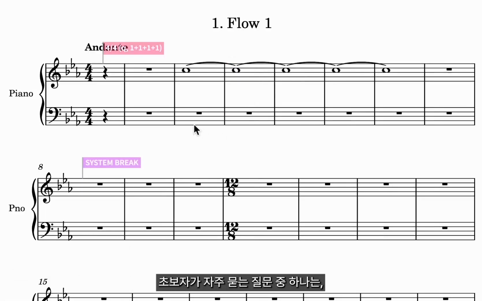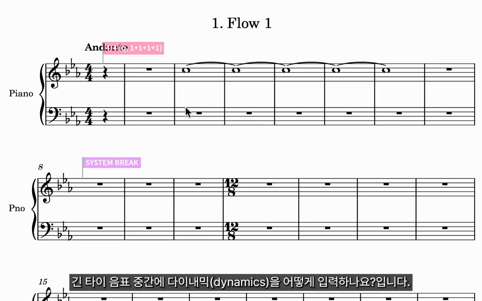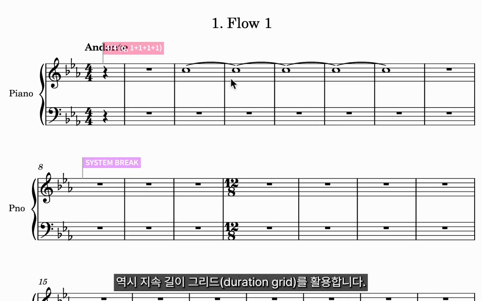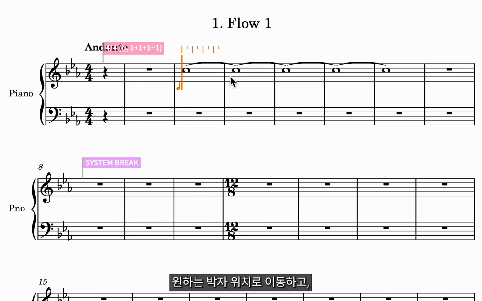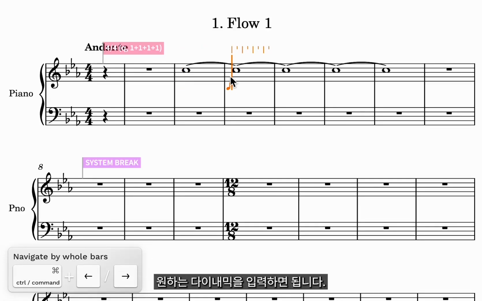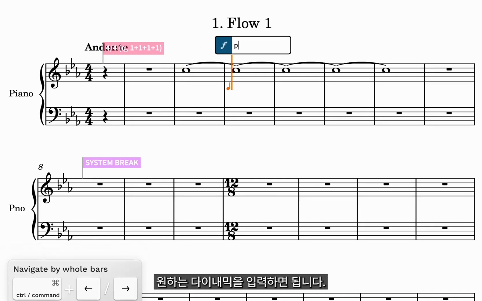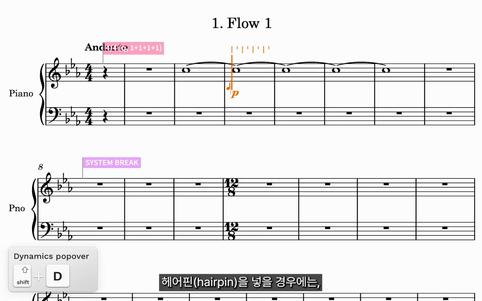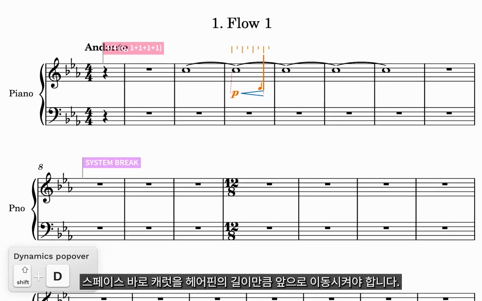One question often asked by new users is, how do I enter dynamics in the middle of a long tied note? This is easily done, and again, uses the duration grid. Enter note entry mode, navigate to the beat position that you want, and then enter the dynamic you want. For a hairpin, you'll need to press space to advance the caret for the length of the hairpin.